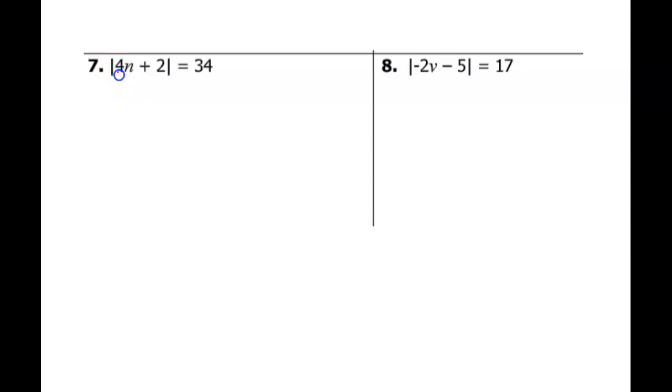Set up the equation. How? 4n plus 2. Equals what? And then what? You do. Before we do that, we also have to say 4n plus 2 equals what, guys? Negative 34. That's how we're going to handle it.